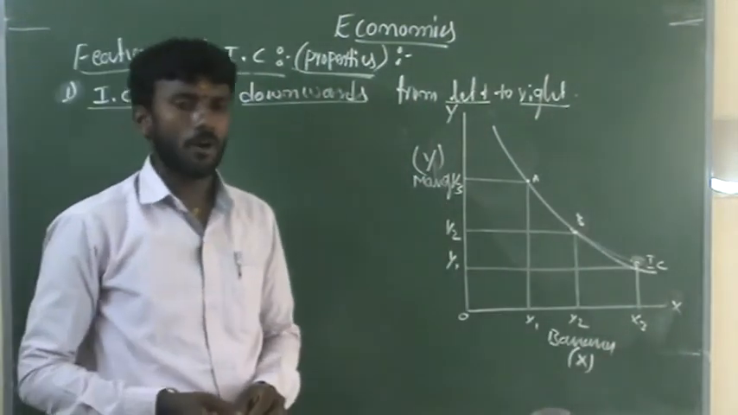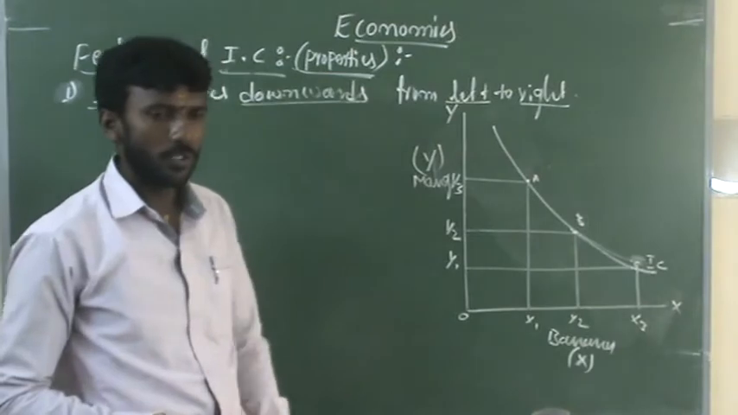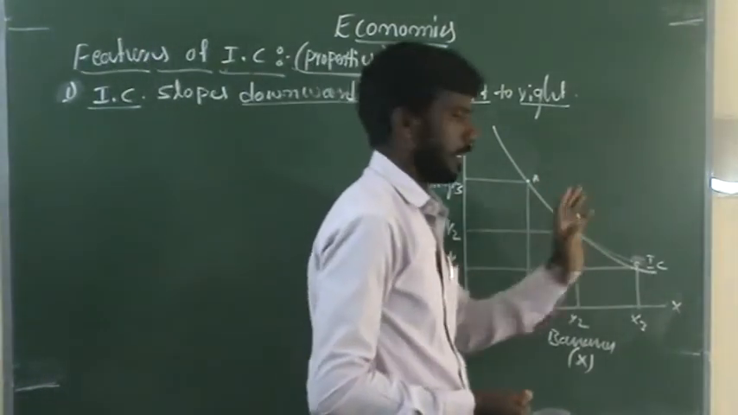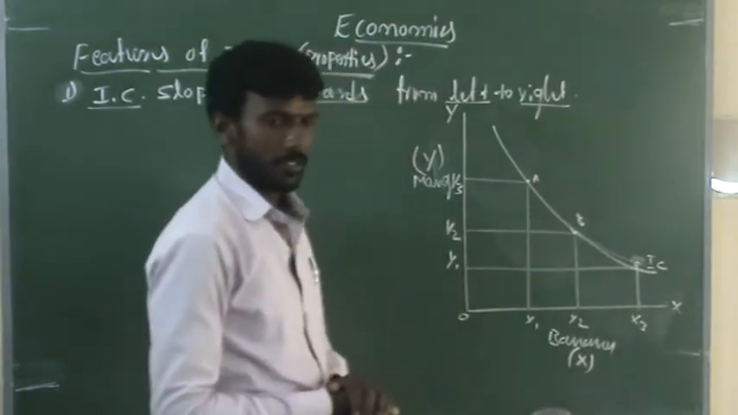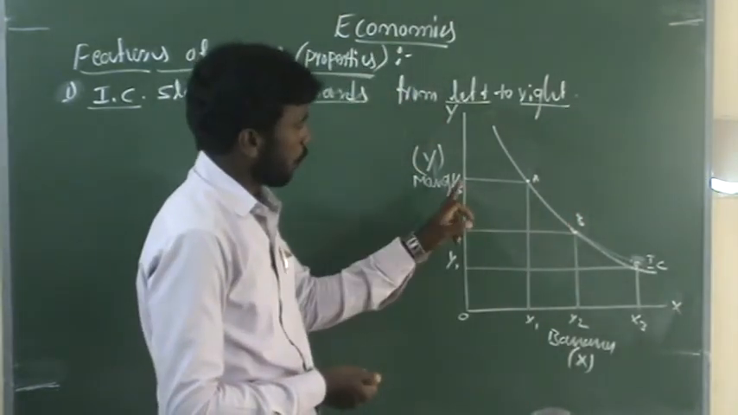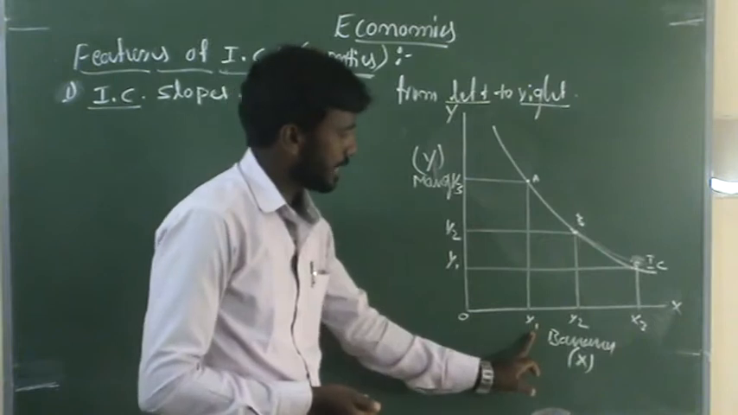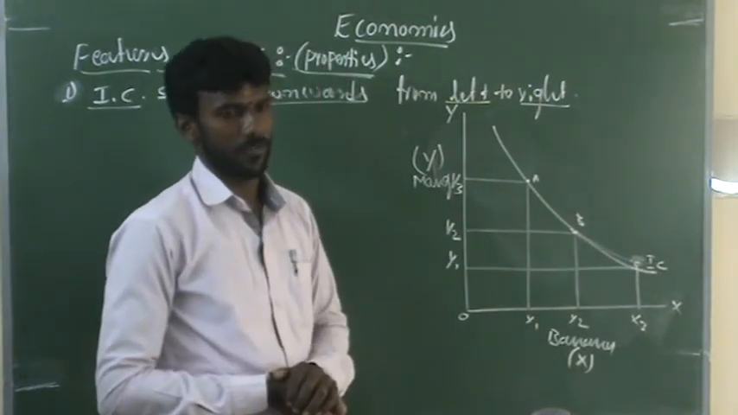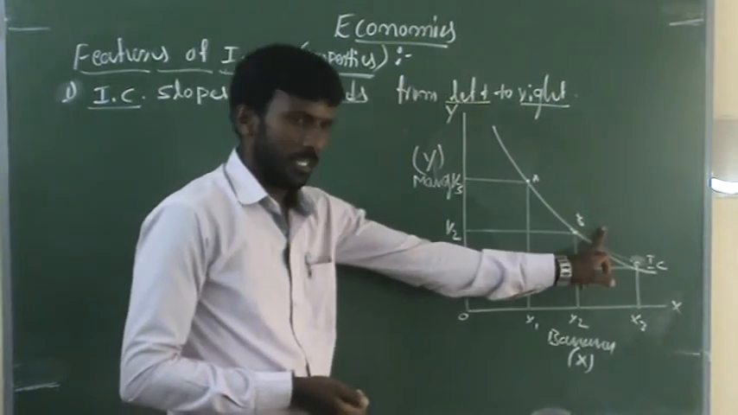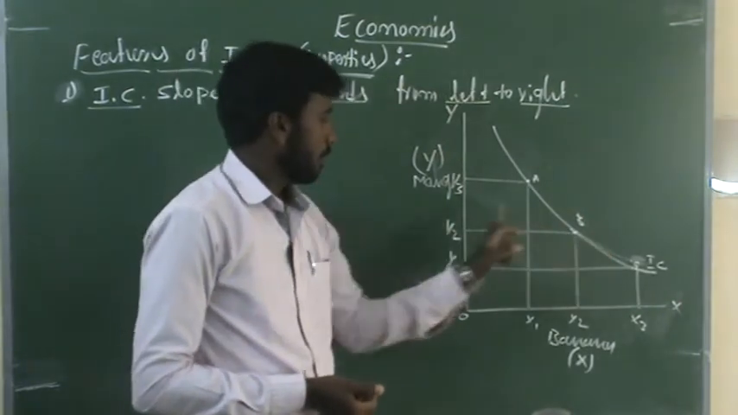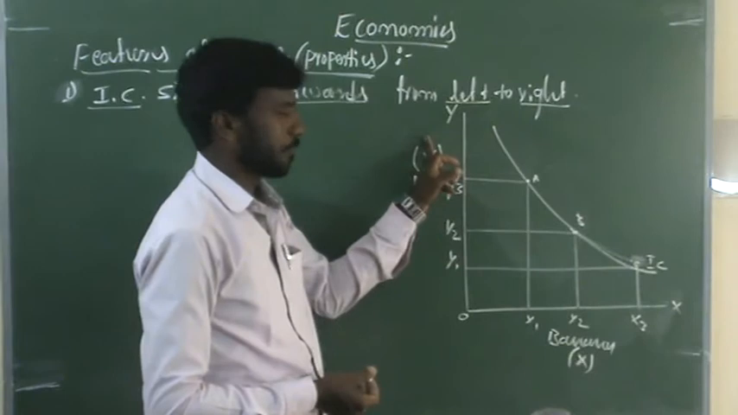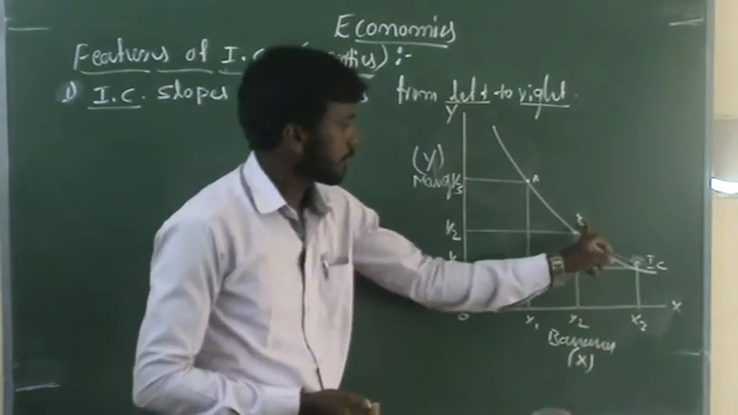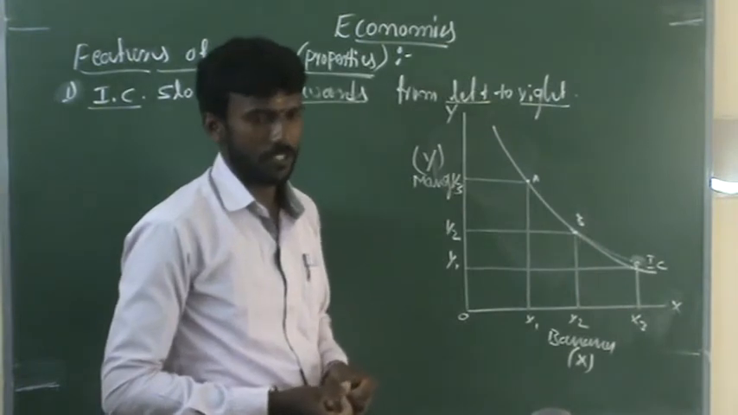Now this curve has three points: A, B, C. Point A represents that with y3 amount of mangoes and x1 amount of bananas, the consumer can get an equal level of satisfaction. Point B clearly shows that with y2 amount of mangoes and x2 amount of bananas, the consumer can get an equal level of satisfaction.